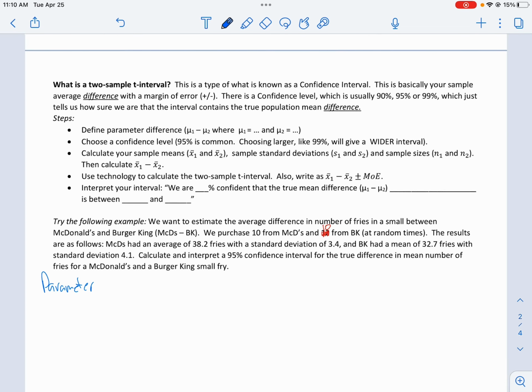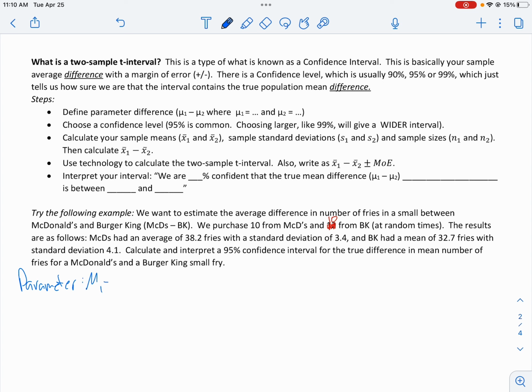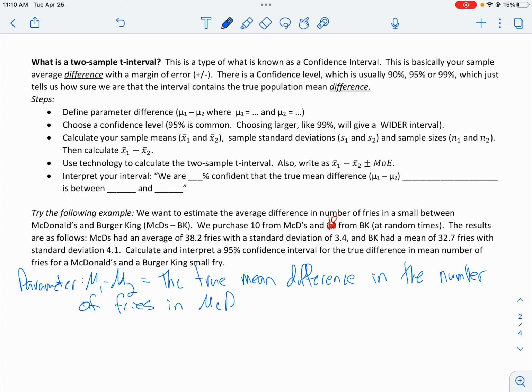All right, so looking at our parameter, we're looking at mu1 minus mu2. And what we want to try to find is the mean difference in fries. So the true mean difference in the number of fries in a McDonald's and Burger King small fry.